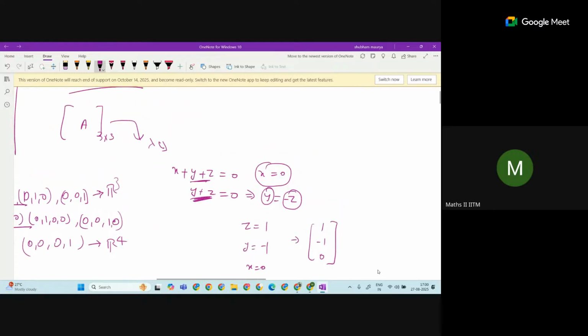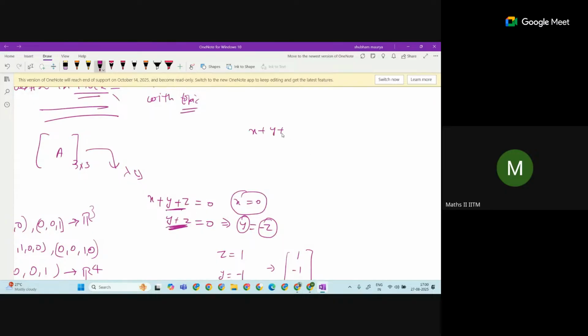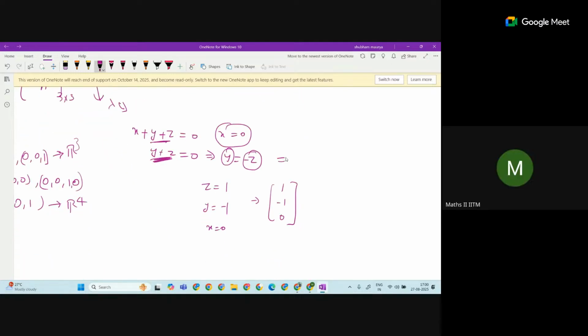But suppose the case is x plus y and z. If we write z equals minus y, then y is dependent on z, it doesn't matter. You can say z is equal to minus y, so you can give y as 1. Sorry, I just made a mistake. Here x is 0, y is minus 1, and z is 1. This is the vector. For this other case, y is 1, z is minus 1, and x is already 0.